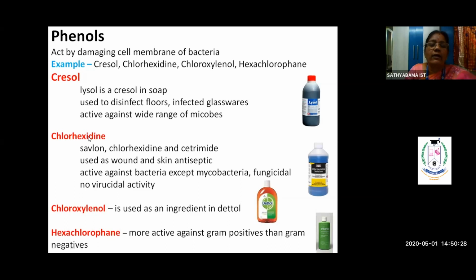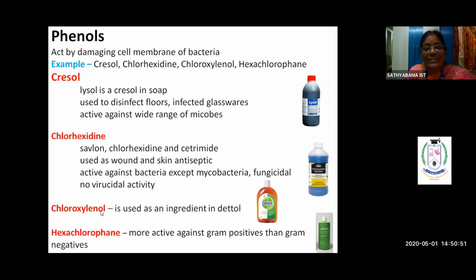Chlorhexidine, the common brand names available are Savlon, chlorhexidine has such by the same name, and cetrimide, used for disinfecting the wounds and the skin. It is active against bacteria but not against the mycobacterium and fungus. It also doesn't have a virucidal activity.